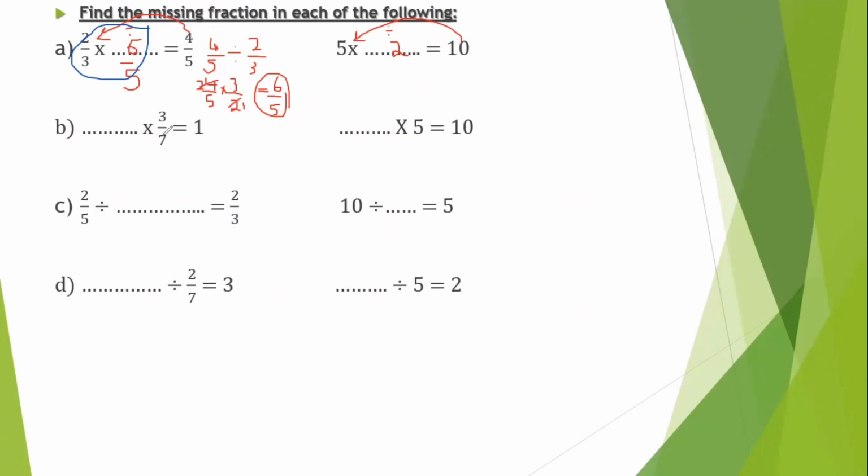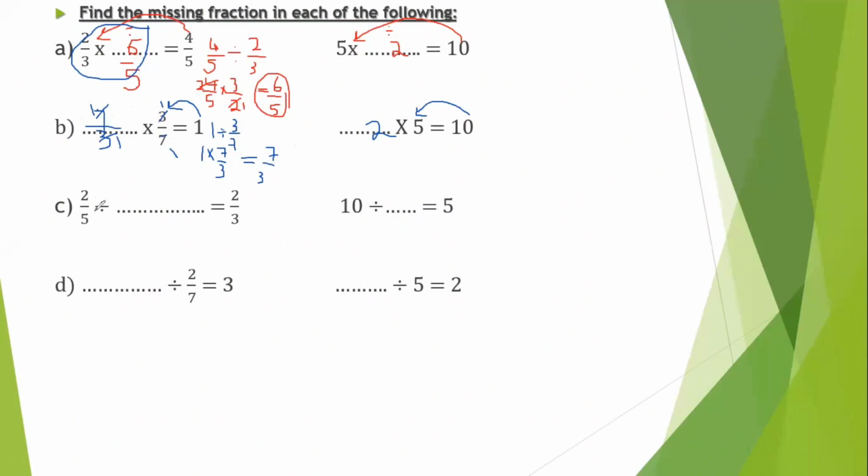B: number times 3 over 7 equals 1. Let's remember, when I have a missing number times 5 equals 10, what do I do to get this number? It was 2, so I do 10 divided by 5 equals 2. The same thing, I will do 1 divided by 3 over 7 and see what the answer will be. 1 divided by 3 over 7: keep 1, change the sign, flip the second fraction. The answer will be 7 over 3. And indeed, when I try 7 over 3 times 3 over 7, I divide by 7 to get 1, divide by 3 to get 1, and all the answers are 1, so it's correct.